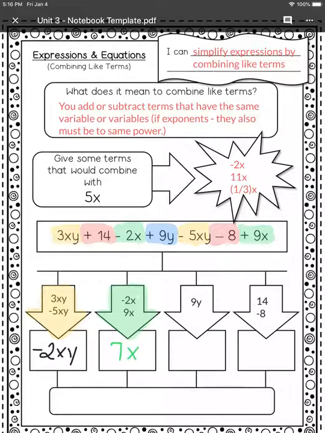Then I notice that the 9y is all by itself. There are no other 9y's, so I just write 9y. Finally, I look at my numbers. I have a 14 and a negative 8. So I'm going to combine 14 and negative 8, and I get positive 6.